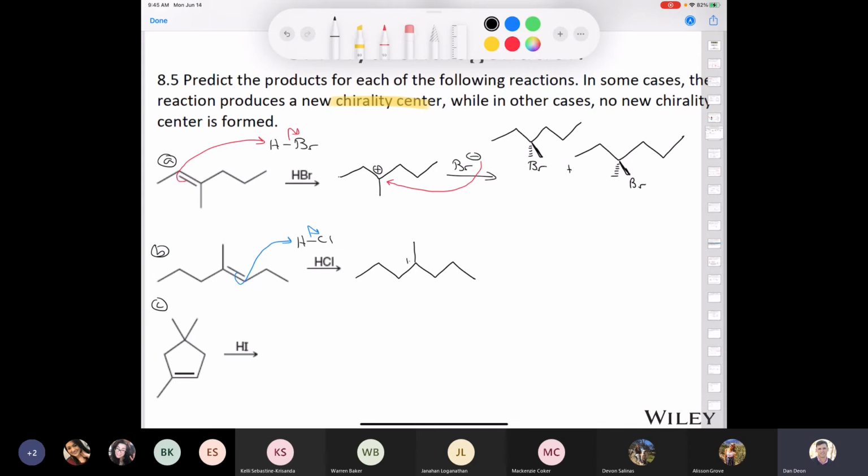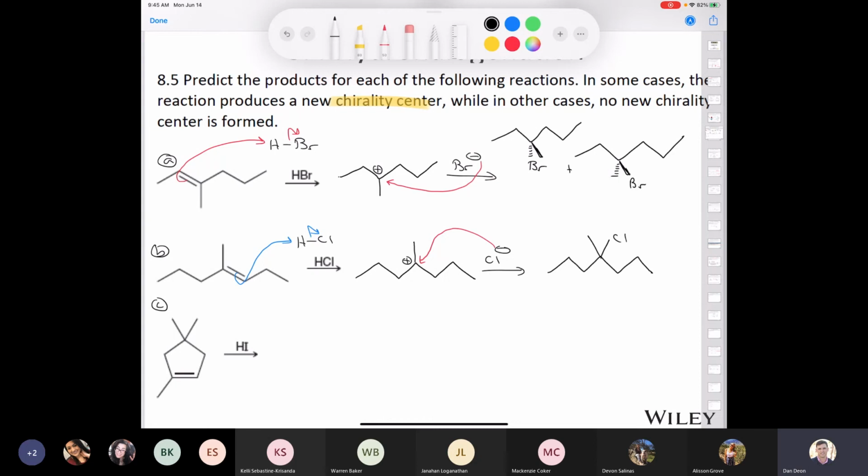And this. In this case, I'm not going to end up with a new chiral center, will I? When the chloride comes in and attacks, I'm going to end up with a plane of symmetry in the molecule, right? You have a propyl group here and a propyl group here. So after the nucleophilic attack, you only end up with one compound. You just end up with this guy.